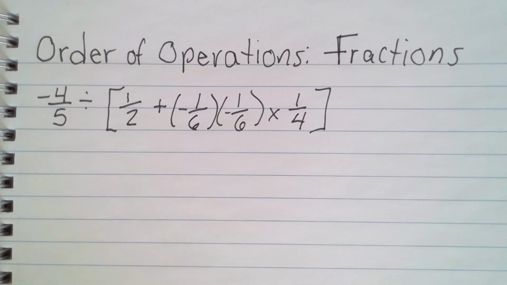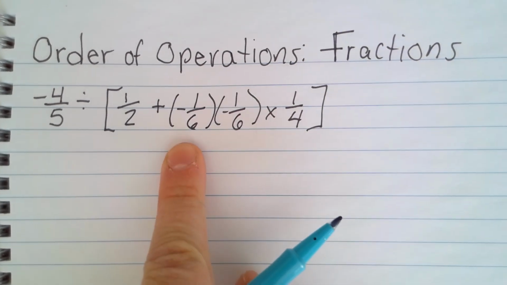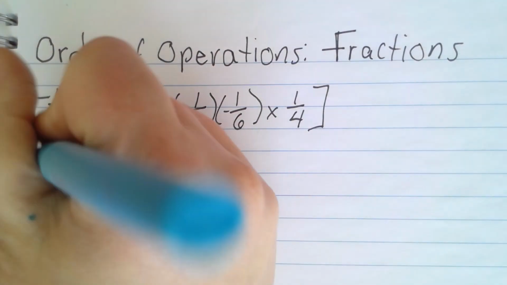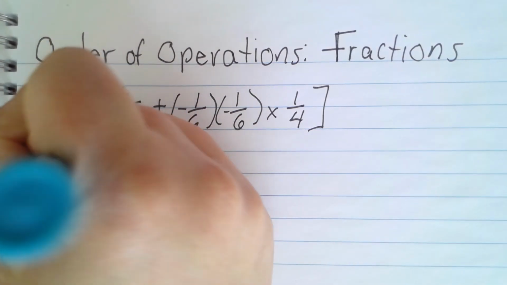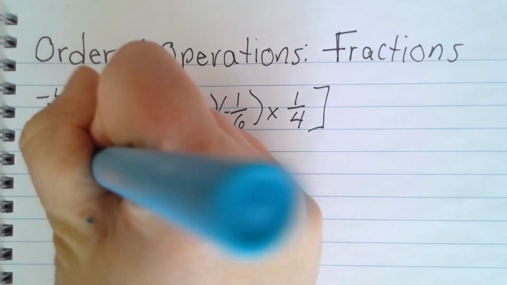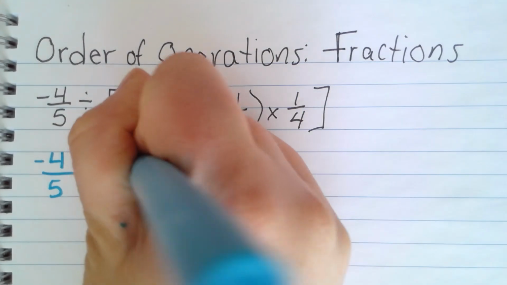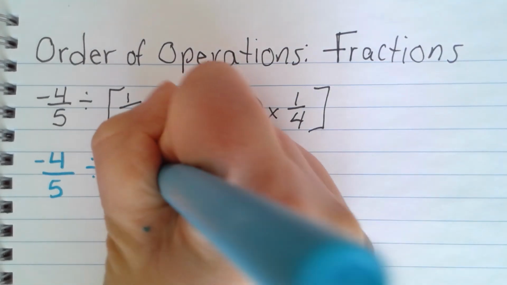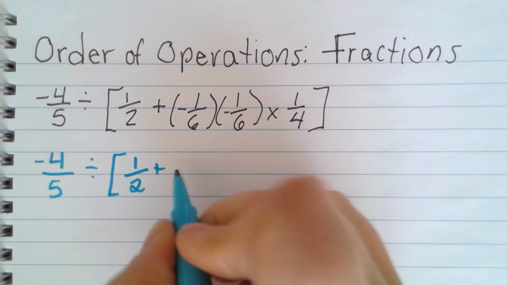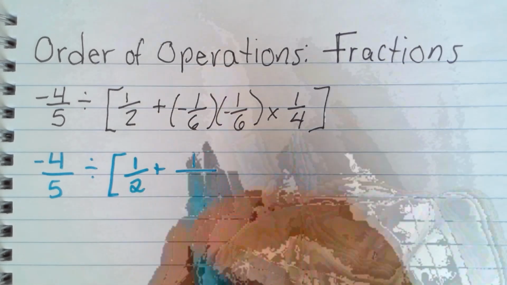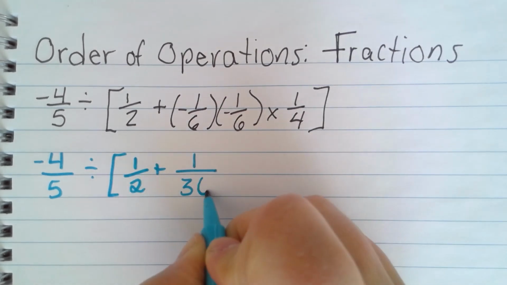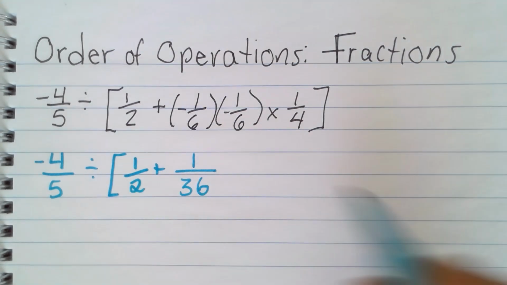So the first operation I'm going to be doing is the multiplication of the negative 1/6 and the negative 1/6. So I'm going to write what still is there. So 1 times 1 is 1, 6 times 6 is 36, and negative times negative, so my answer is going to be positive there.